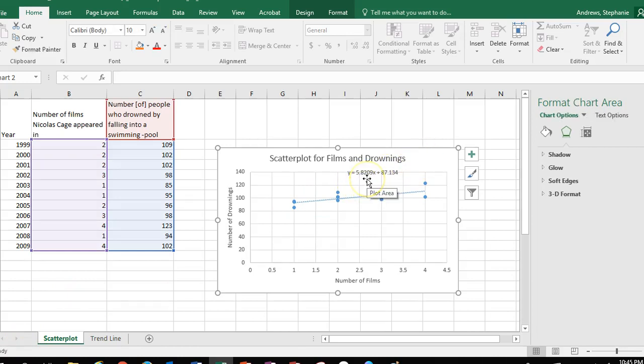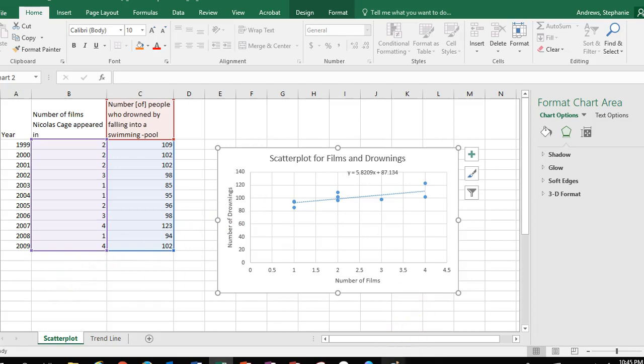The slope is 5.8, and it's going up. And so it's indicating that there are about 5.8 more drownings for every one film that Nicolas Cage is in. And then the 87, if we went all the way back over here to the y-axis, then it says that we would have a y-intercept of around 87.